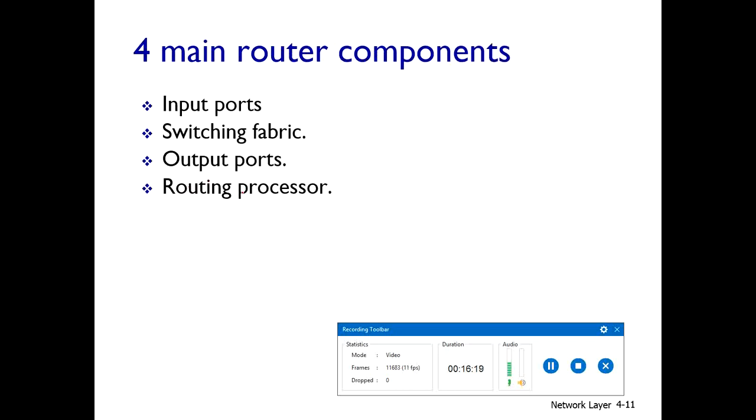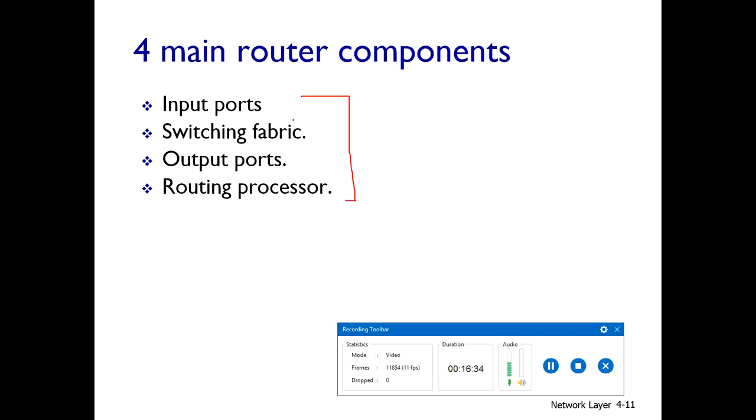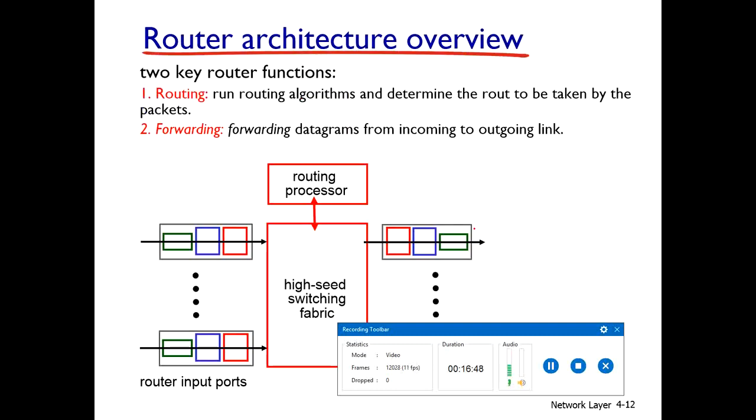Alright, so let's discuss here the components of a router. What are the components of the router? There are four main components of the router, which are input port, output port, switching fabric, and a routing processor. So what are these components, and how do these components interact with each other? Let's talk about this going ahead.